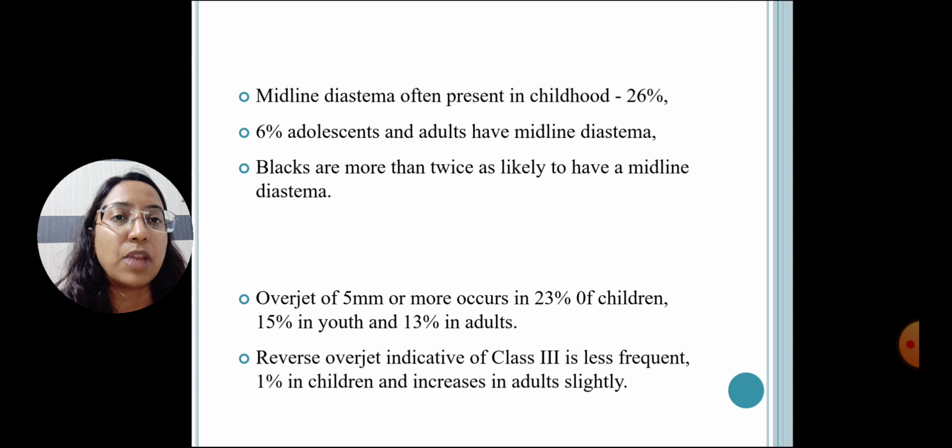Racially, blacks had twice the incidence of midline diastema compared to the white population. An overjet of 5 mm or more occurred in 23% of children, 15% in youth, and 13% in adults. So as adult age is reached, the overjet is slightly decreased. Whereas reverse overjet, which is indicative of class 3, was less frequent and only seen in 1% of children and increased in adults slightly.